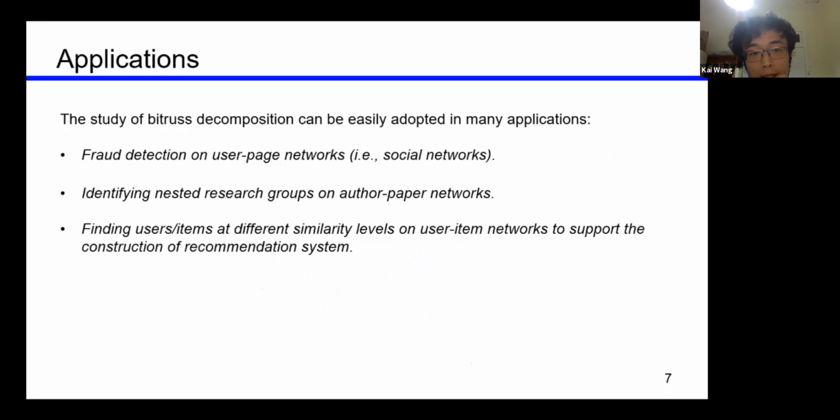Bitruss decomposition can be easily adopted in many applications, including fraud detection on user-page networks, and identifying nested research groups on author-paper networks. Also, we can find similar users or items at different levels of similarity on user-item networks.